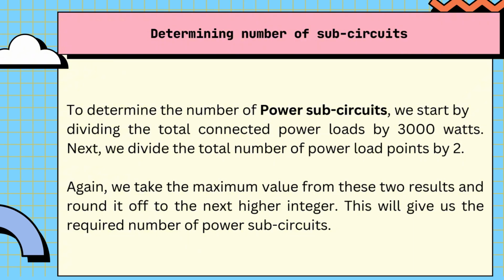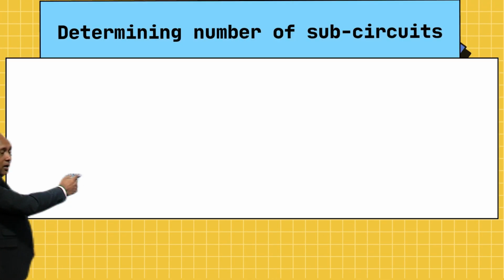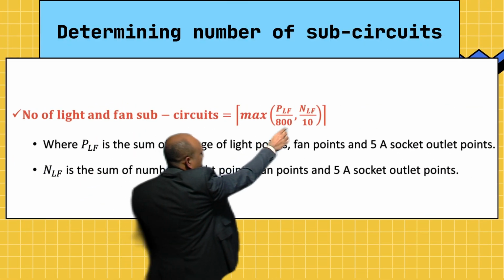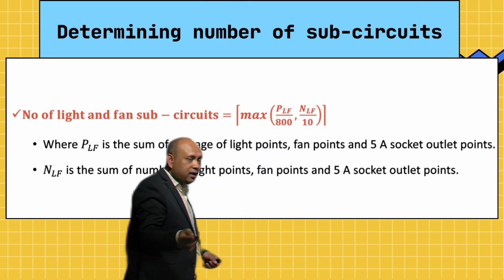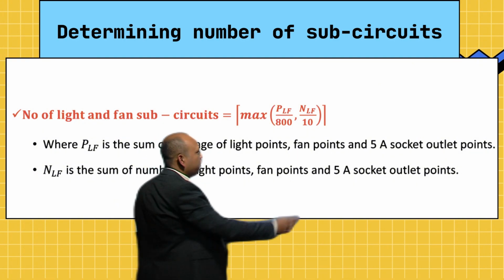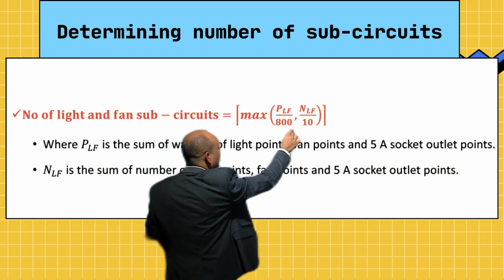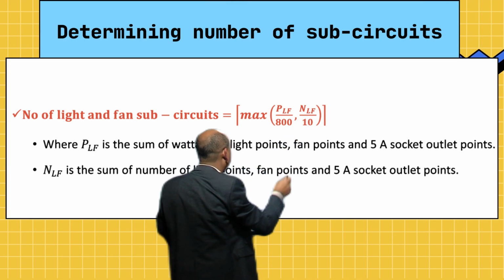So you can see there are two equations that we have used in this slide. This one is as per the connected load, and this one is as per the number of load points. We are going to take the maximum out of these two, and then this is the rounding up operation.